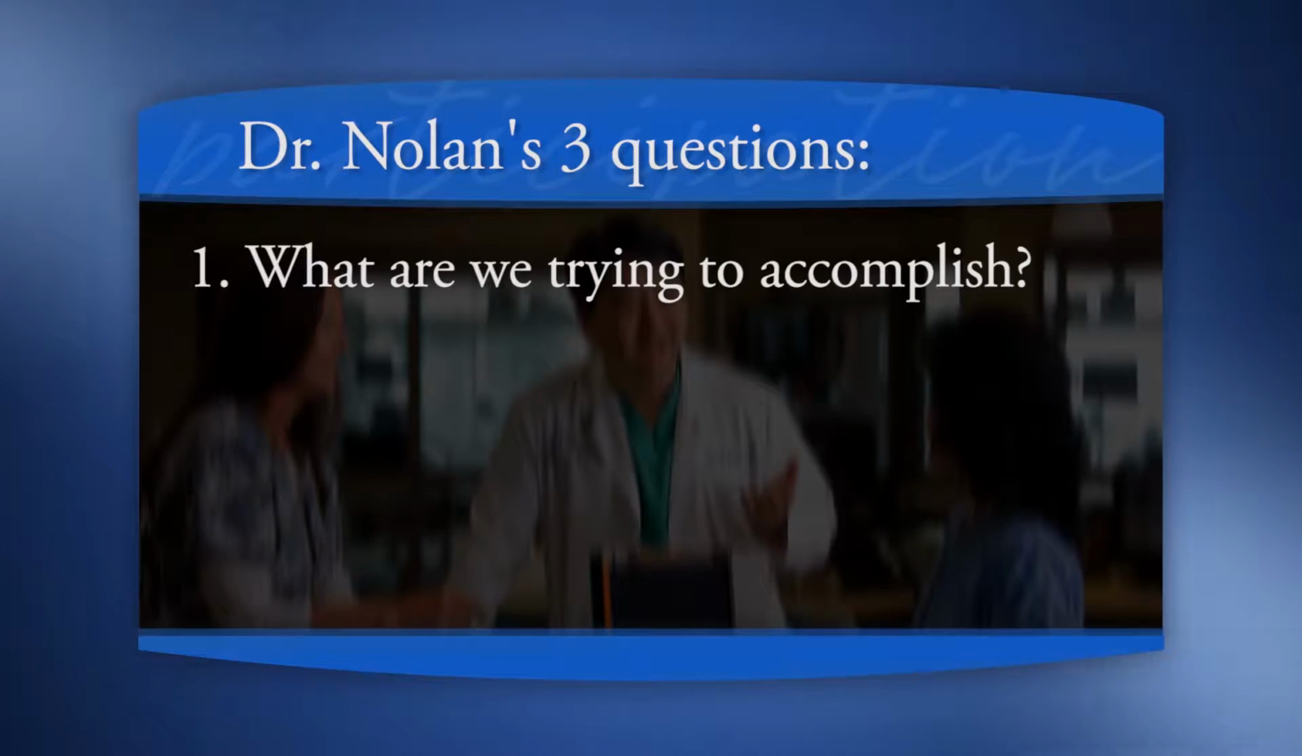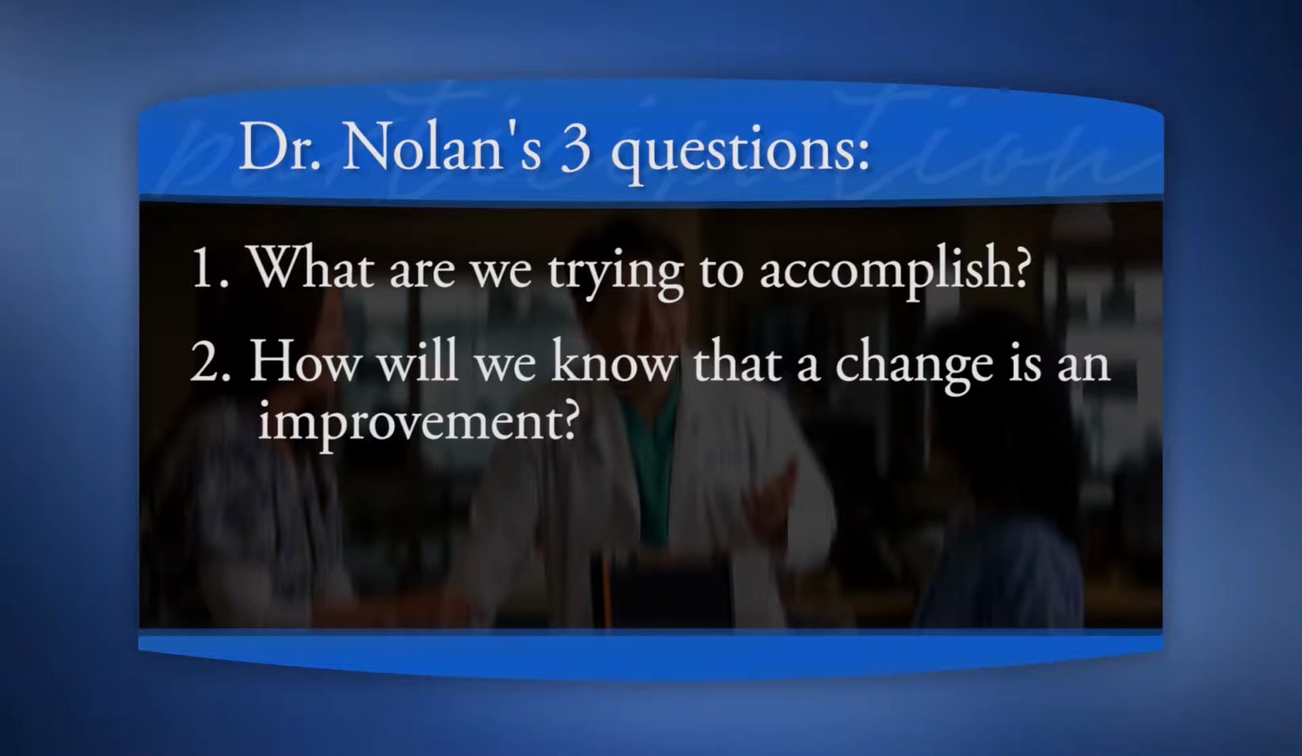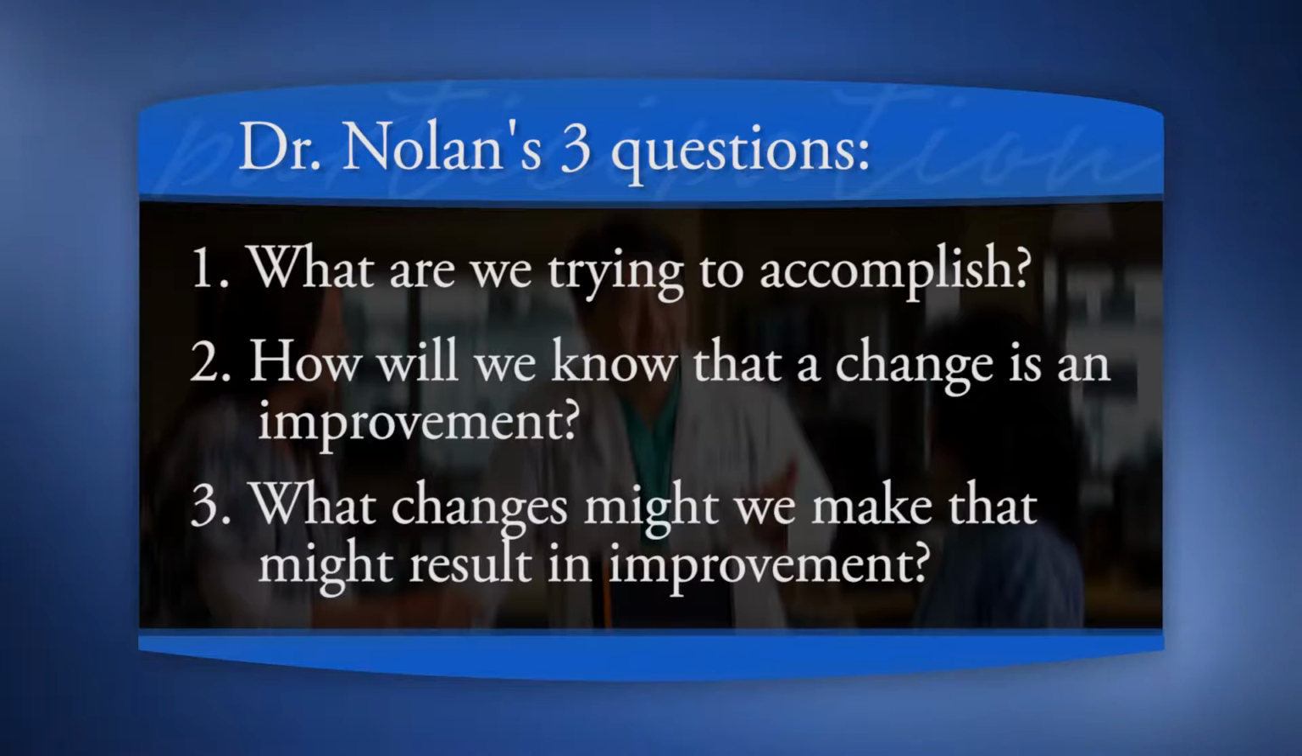Rapid cycle improvement has 2 main parts. The first part sets the stage for measured change. That framework comes by generating answers to 3 central questions. Number 1, what are we trying to accomplish? Number 2, how will we know that a change is an improvement? And number 3, what changes might we make that might result in improvement?